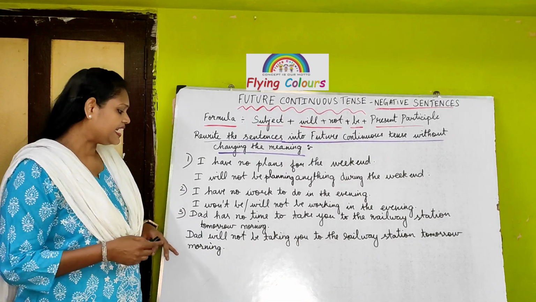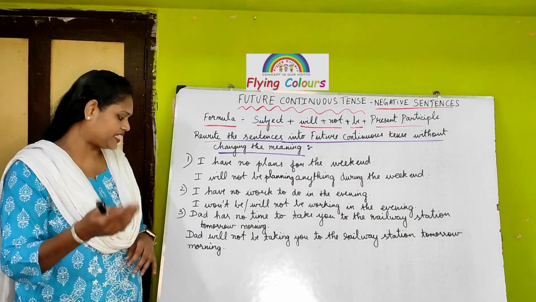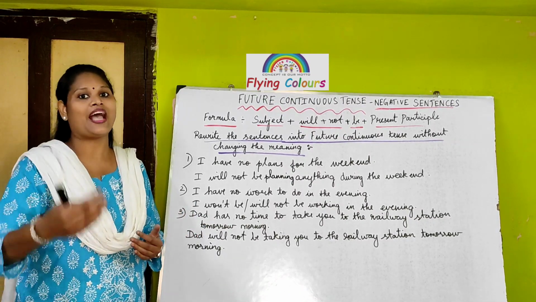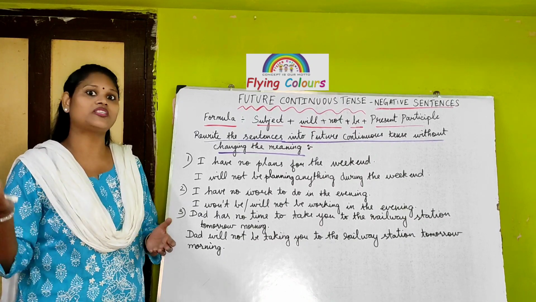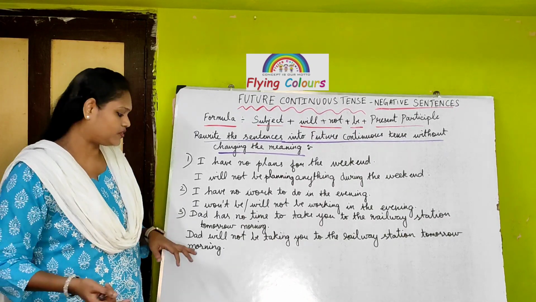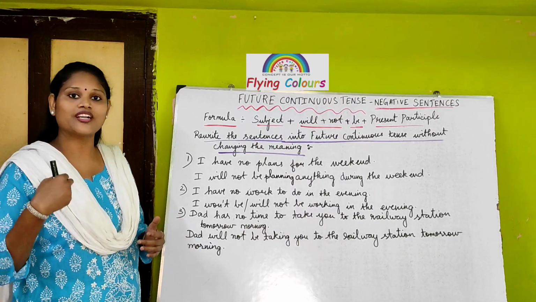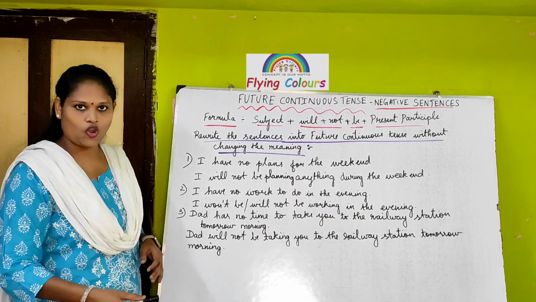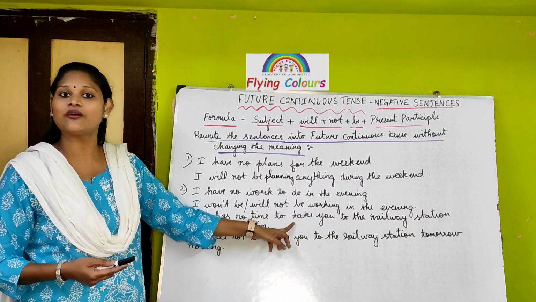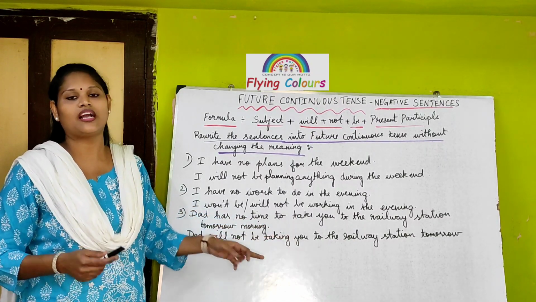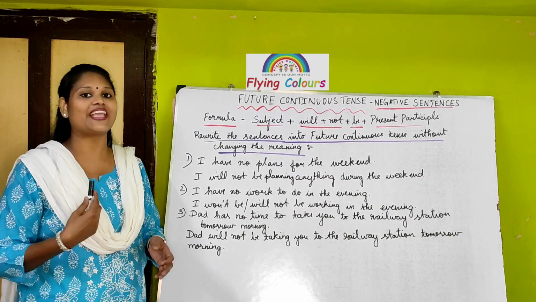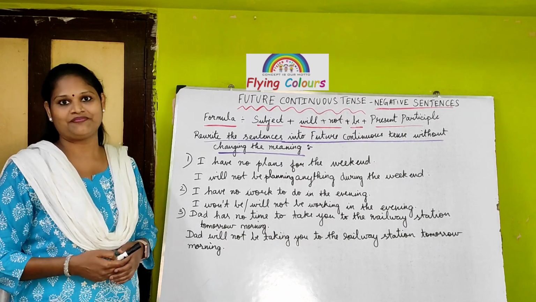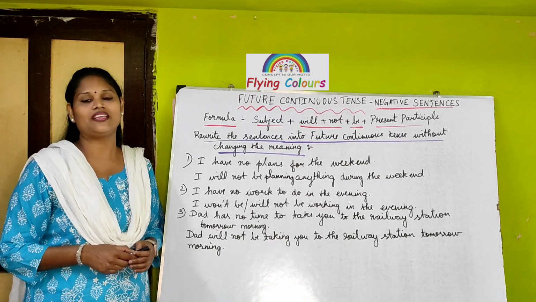Coming to the next sentence, Dad has no time to take you to the railway station tomorrow morning. Right? Tomorrow morning means it is going to happen. So, we are talking about Dad's time. He doesn't have time to take you. So, how you can convert this into future continuous tense? Always future means what? Dad is the subject plus will plus not plus be plus. And what is the main verb in the sentence? Main verb is take. So, convert the main verb into present participle, taking. So, Dad will not be taking you to the railway station tomorrow morning. This is the answer. Very, very easy, students.